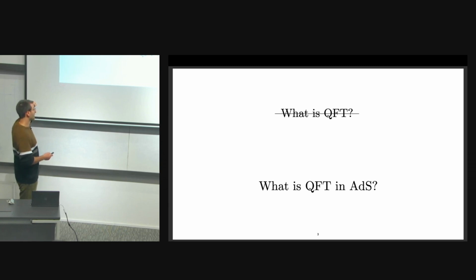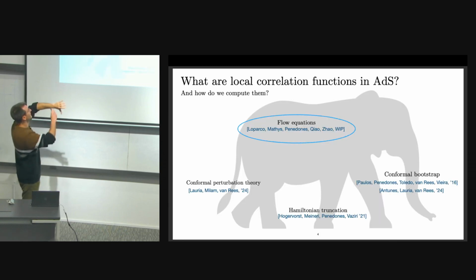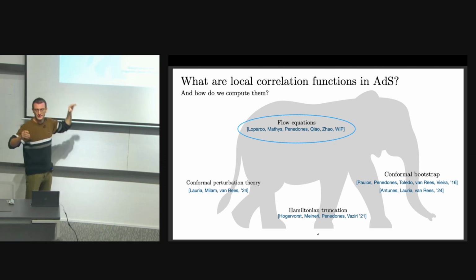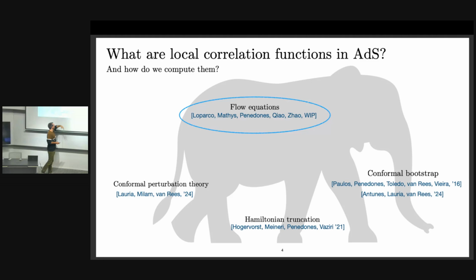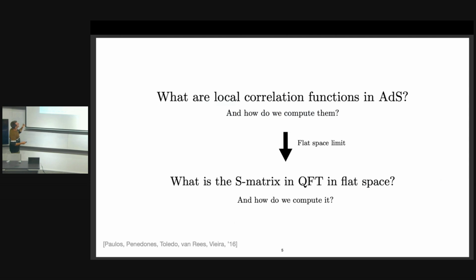And this work, what I will present today, sits in the space of approaches to computing correlators in AdS. So we have conformal bootstrap from the boundary, we have Hamiltonian truncation, we have perturbation theory, and what I will show is another method to compute correlation functions in this setting that will be fully non-perturbative. The order of the slides was reversed, but yes, we want to get to flat space eventually.